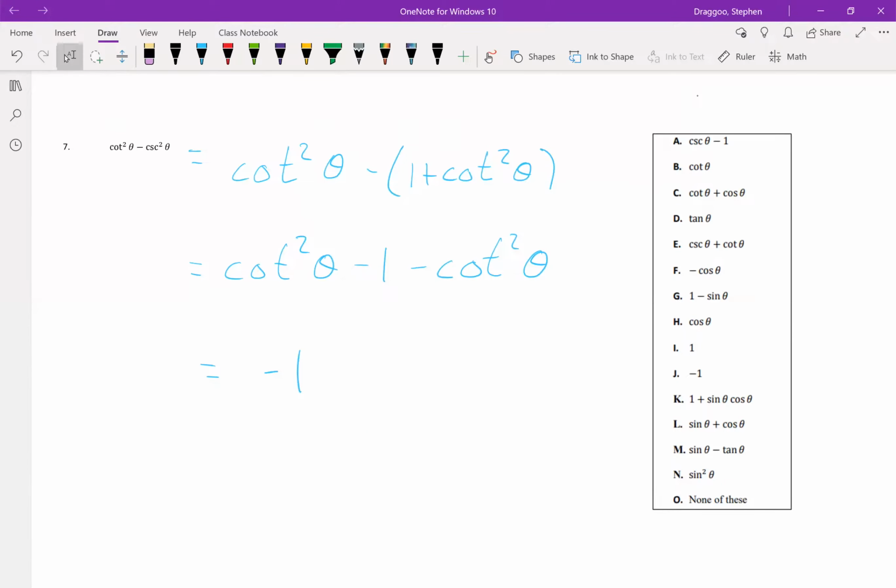Problem 7 is pretty straightforward. It's quite close to just a Pythagorean identity straight away. So I decided to show a couple extra steps this time. From the Pythagorean identity involving cosecant squared, I know that cosecant squared is equal to 1 plus cotangent squared. So I've just made that substitution in step 1. Afterwards, I distributed my negative and found that cotangent squared and negative cotangent squared add up to 0, leaving me with just -1. Option J.